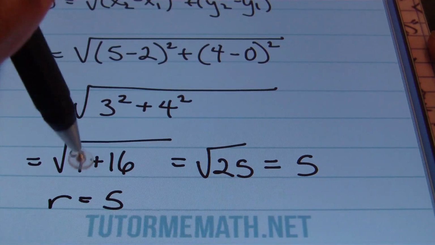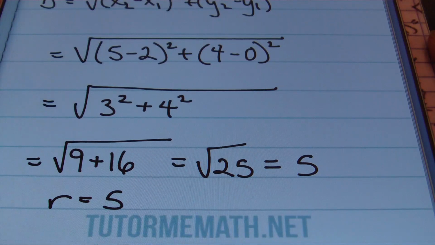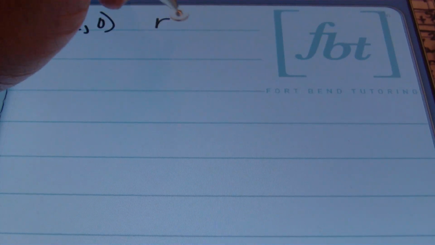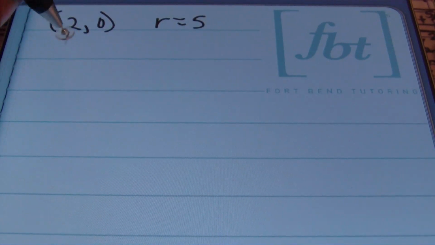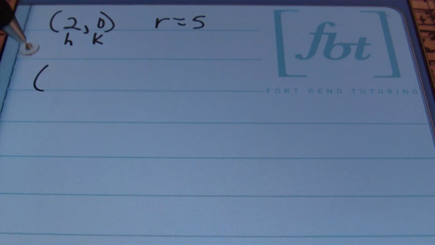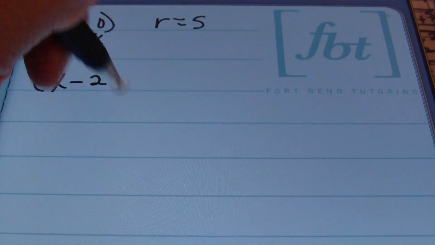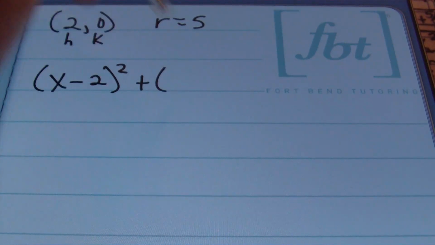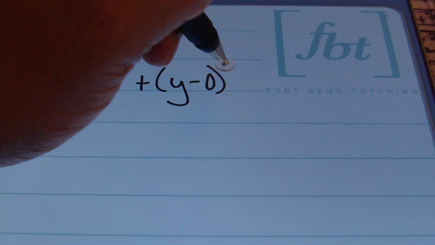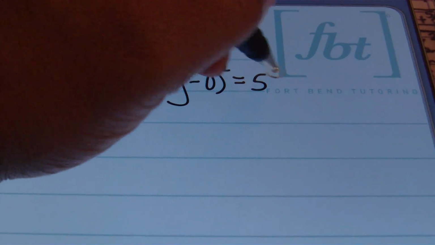Now, using this information in my initial point, let's go ahead and write our equation. Recall that we have a center of (2, 0), and we have a radius of 5. All right. So here I'm showing that my h value is 2 and that my k value is 0. So plugging this into the center radius form, I'll end up with (x minus 2) squared plus (y minus 0) squared, which equals 5 squared.